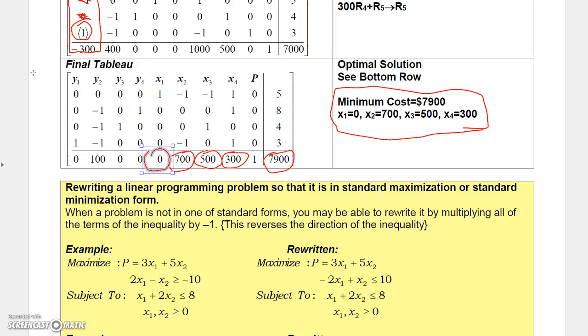Final comment: when problems get this extensive, that's when you find somebody that's written a computer program that will solve these types of linear programming problems. Okay, I'll talk a little bit about mixed constraint problems in the next video, and then we'll be out of this chapter.